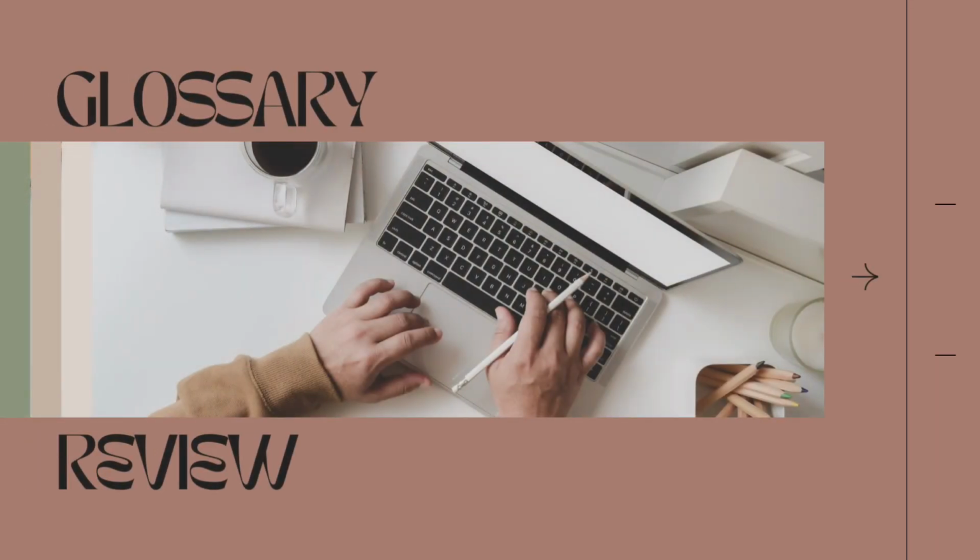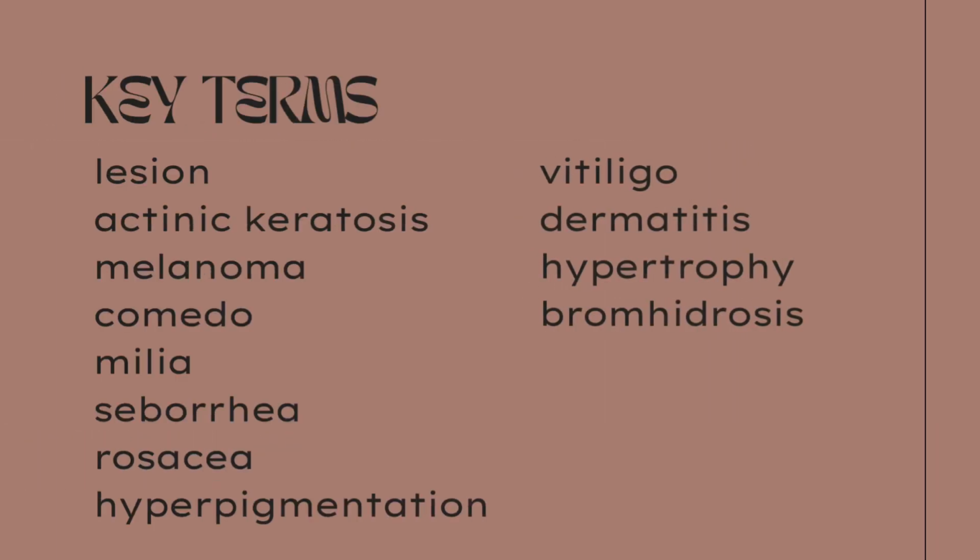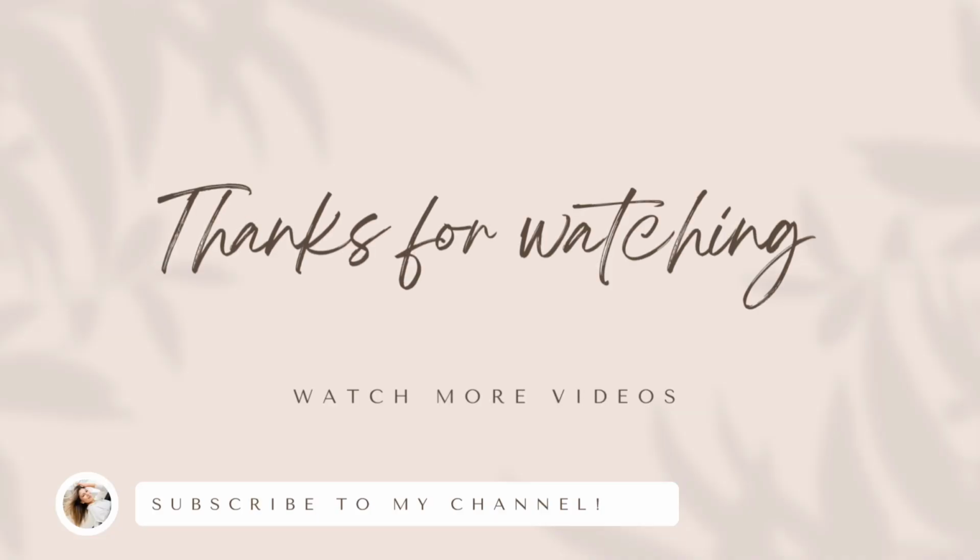Glossary review. Key terms to review in this chapter are lesion, actinic keratosis, melanoma, comedo, milia, seborrhea, rosacea, hyperpigmentation, vitiligo, dermatitis, hypertrophy, bromhidrosis. That's it for chapter 4.